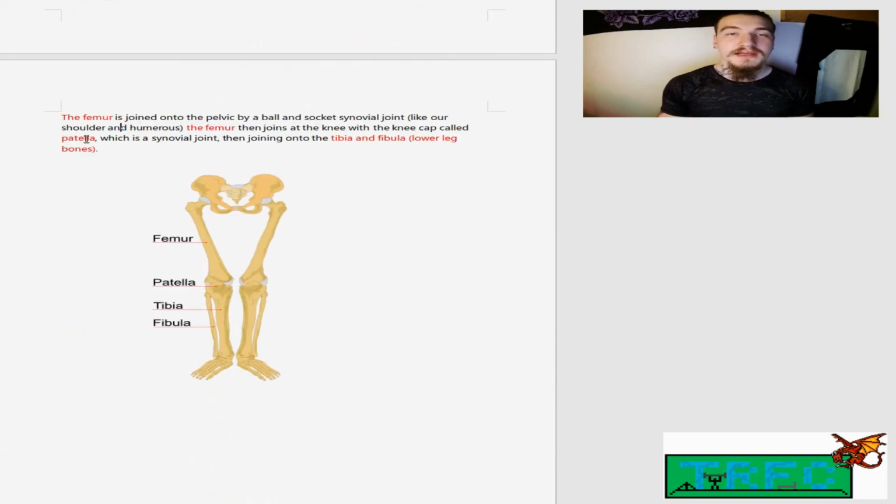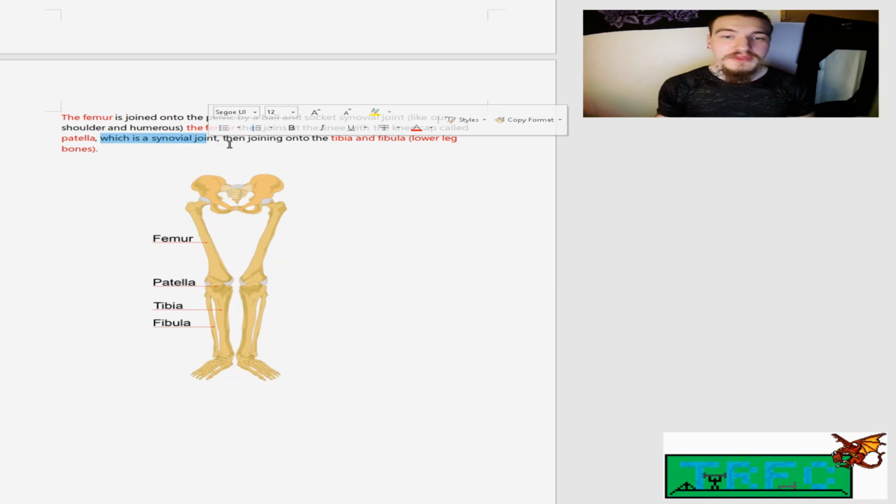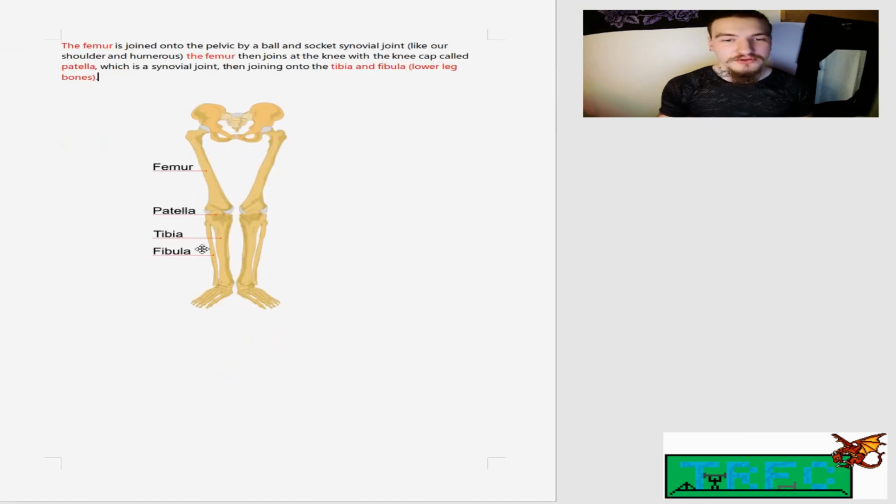Joining onto the hip is your leg bone, known as the femur. This is joined to the pelvis by, again, a ball and socket synovial joint, like our shoulder and humerus. The femur then joins at the knee with the kneecap, which is called a patella, which is a synovial joint. Then again onto the tibia and fibula, which are your lower leg bones, as shown here.